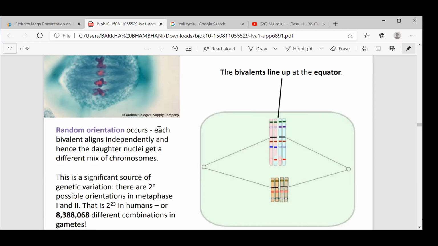So random orientation occurs and each bivalent aligns independently, and hence the daughter nuclei get a different mix of chromosomes. So there would be a high variation. In human beings there are 23 pairs, so 2 to the power 23 different combinations. These 2 chromosomes are aligned like this, but here this might have swapped places. There would be another arrangement where these 2 are swapped and these 2 are in the same position. So there could be different variations because of random orientation.